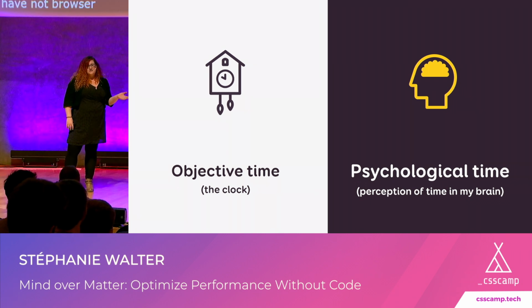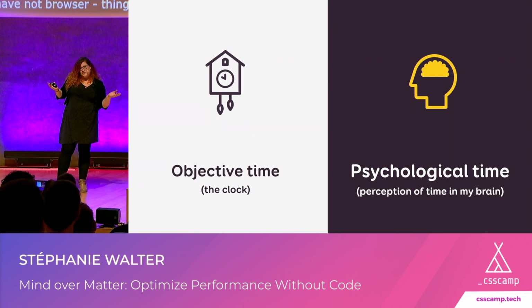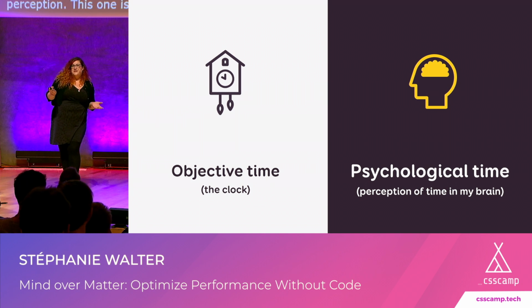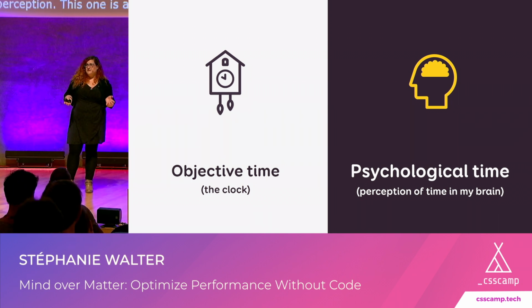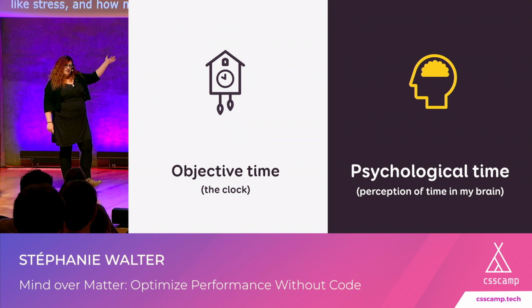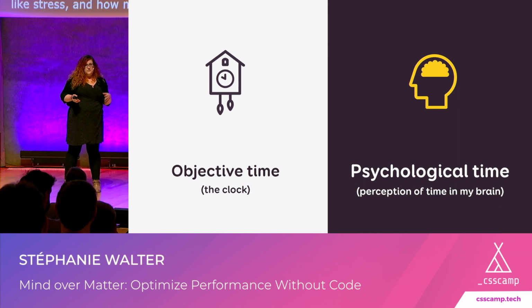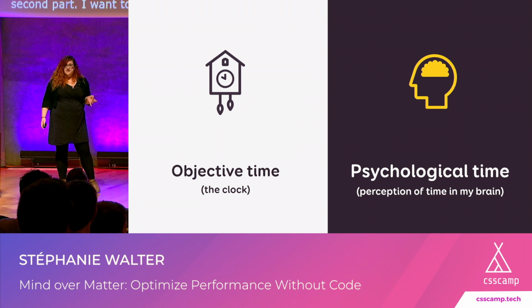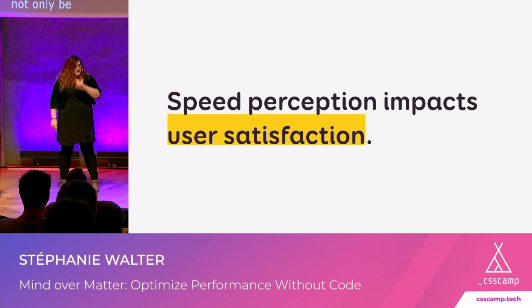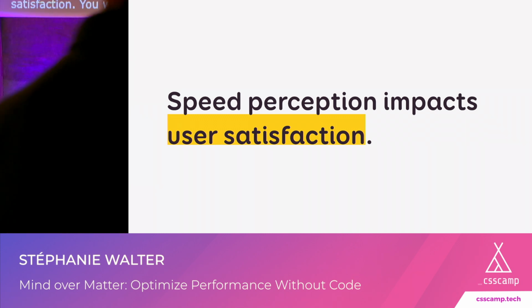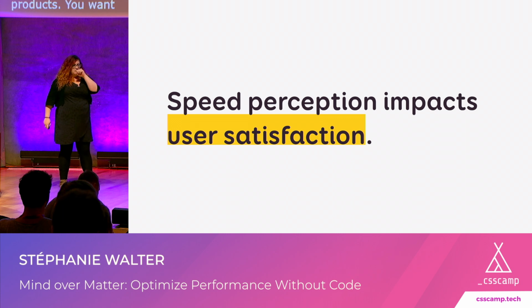And then you have psychological time, which is the perception. And this one is a little bit more complicated because it depends on a lot of things like stress and how motivated users are and stuff like that. So today I'm interested in the second part, and I want to show you some methods to help you build interfaces that will not only be fast, but will also be perceived as fast. So speed perception impacts user satisfaction, and you want your users to be satisfied because you want them to use your products. You want them to come back to your website.